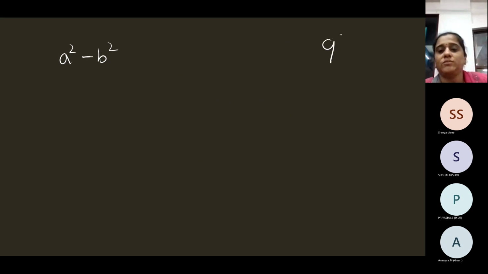Now, when you take a squared minus b squared, it's a difference. First, it's a difference. See, we have 9 to the power 2n minus 5 to the power 2n.